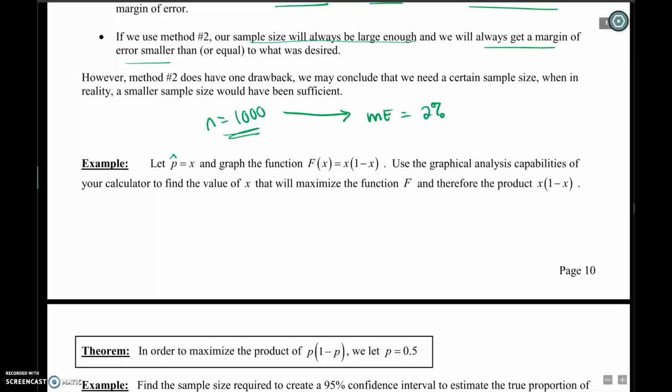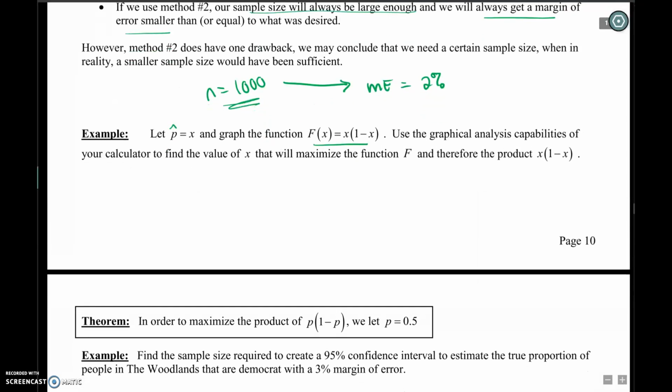So let's let p hat equal x, and let's maximize this function. There's a lot of ways to maximize this function. In class, we went over like four of them, but for here, let's just do it real quick. I want to maximize y equals x(1 minus x), the maximum product. Expand it out. This is a parabola.